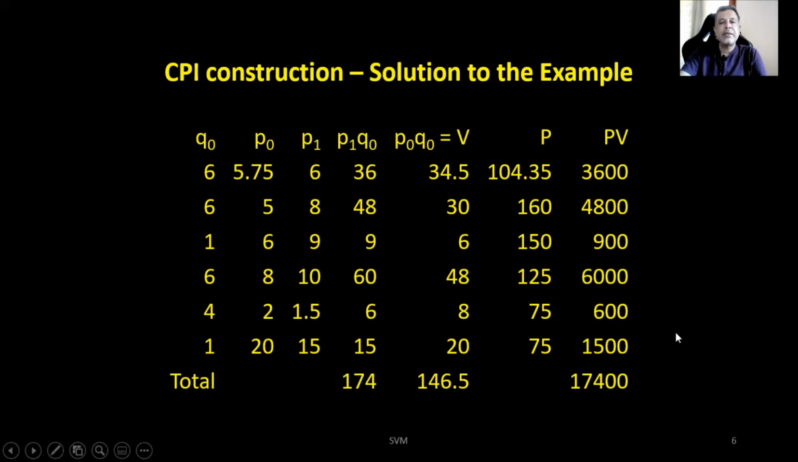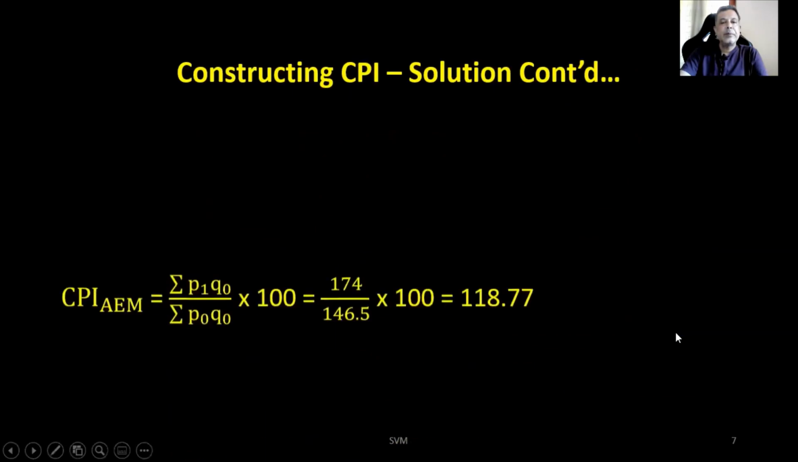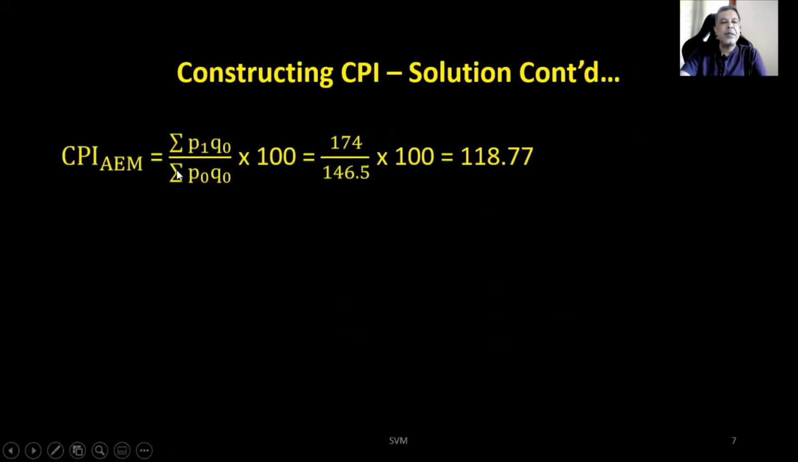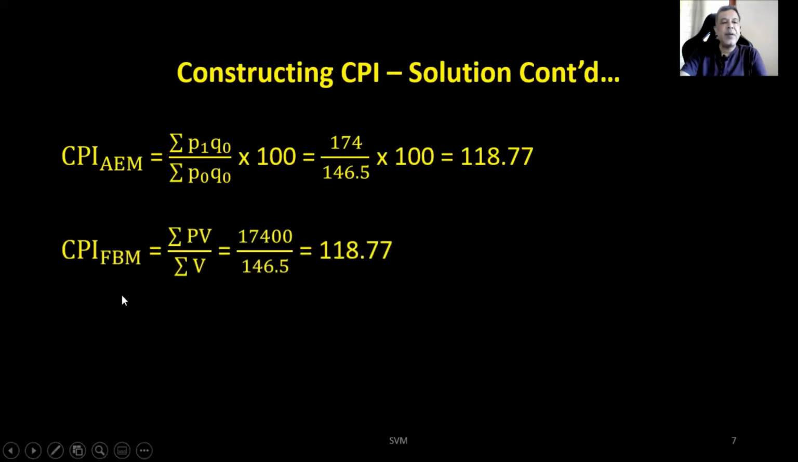So we'll see that in the next slide. The aggregate expenditure method is very similar to the Laspeyres index. We substitute the values and we get the CPI as 118.77. Then CPI under FBM, that is the family budget method, is summation PV by summation V. We simply substitute those values which we obtained in the previous table, 17,400 divided by 146.5, and we get the same value, 118.77. So it's very clear that whether we use the aggregate expenditure method or the family budget method, we should get the same result.